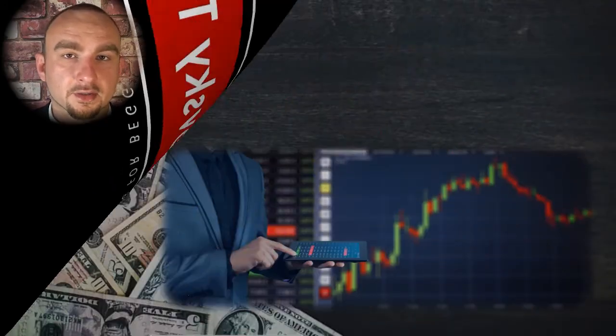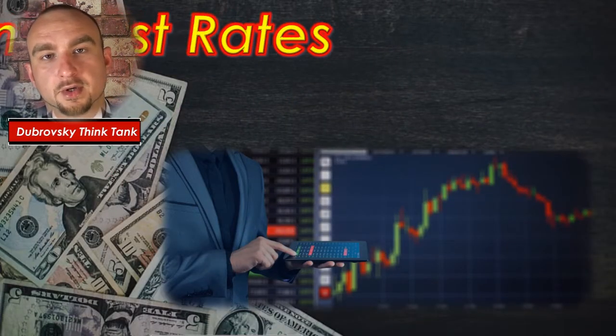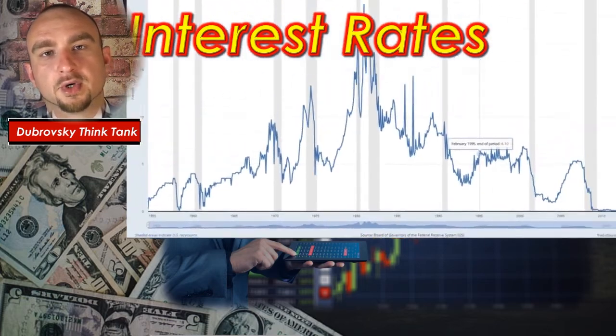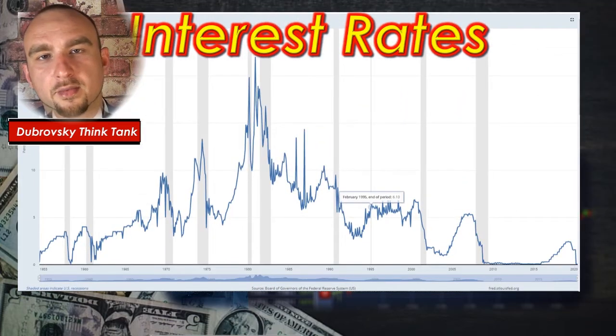We'll start off our Economics 101 discussion with interest rates. Interest rates are a measure of what it costs to borrow money in an economy. When interest rates are low, the theory goes, consumers are more likely to borrow money knowing that it will be cheaper to pay back in the long run.